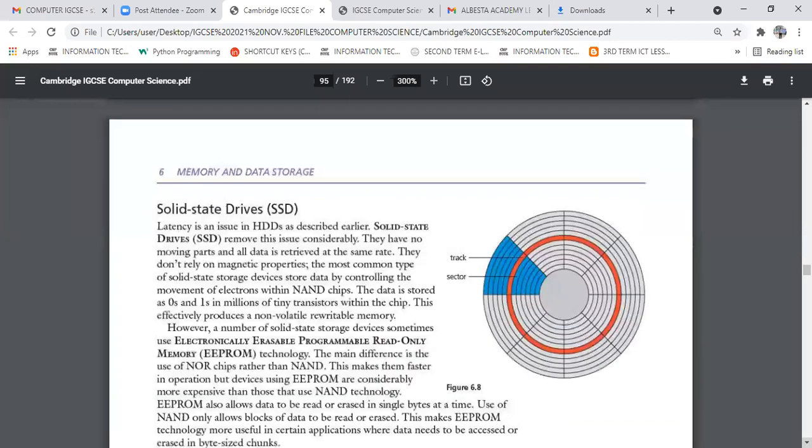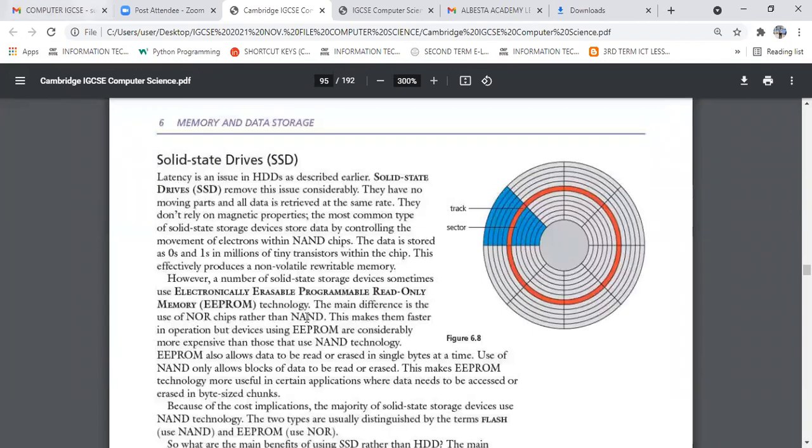Then we have the solid state drive, SSD. Now, latency is an issue in HDD as described earlier. So SSD removes this issue considerably. They have no moving parts and all data is retrieved at the same rate. They don't rely on magnetic properties. The most common type of solid state storage devices store data by controlling the movement of electrons within NAND chips. It means that SSD uses NAND chips and the data is stored, okay, as zeros and ones in millions of tiny transistors within the chip. This effectively produces a non-volatile rewritable memory.